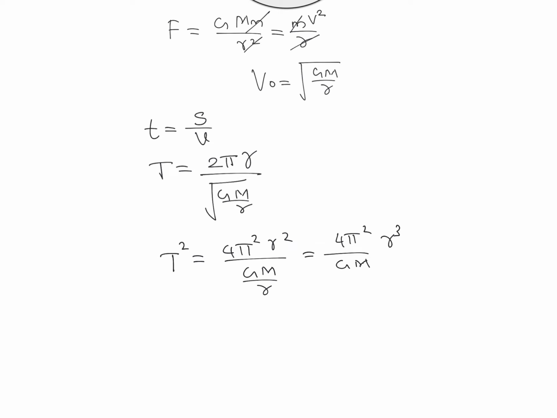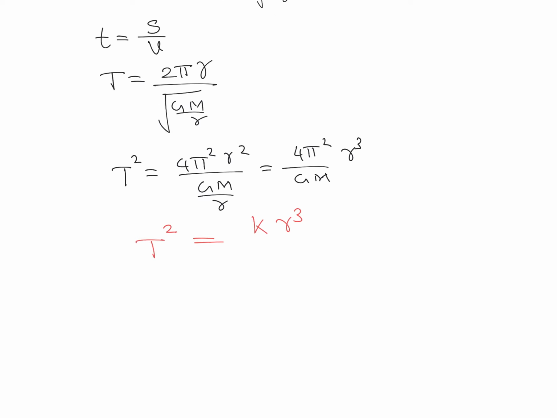So T square is directly proportional to r cube. According to the question, T square is equal to k into r cube. So instead of k, we have this term, and the value of k in this situation is nothing but 4 pi square by GM.